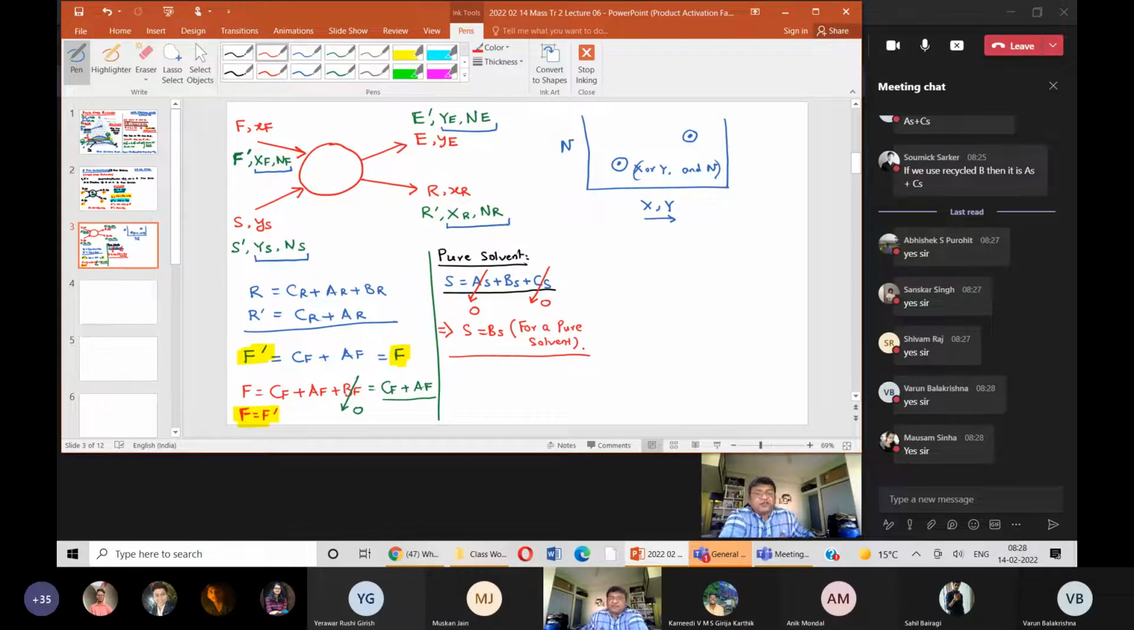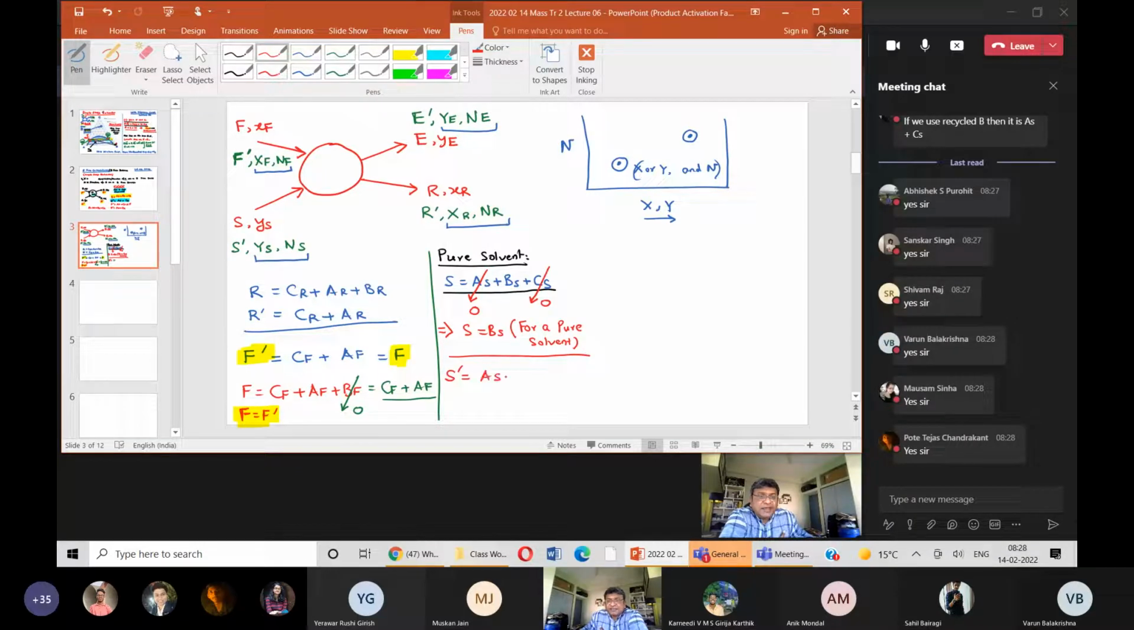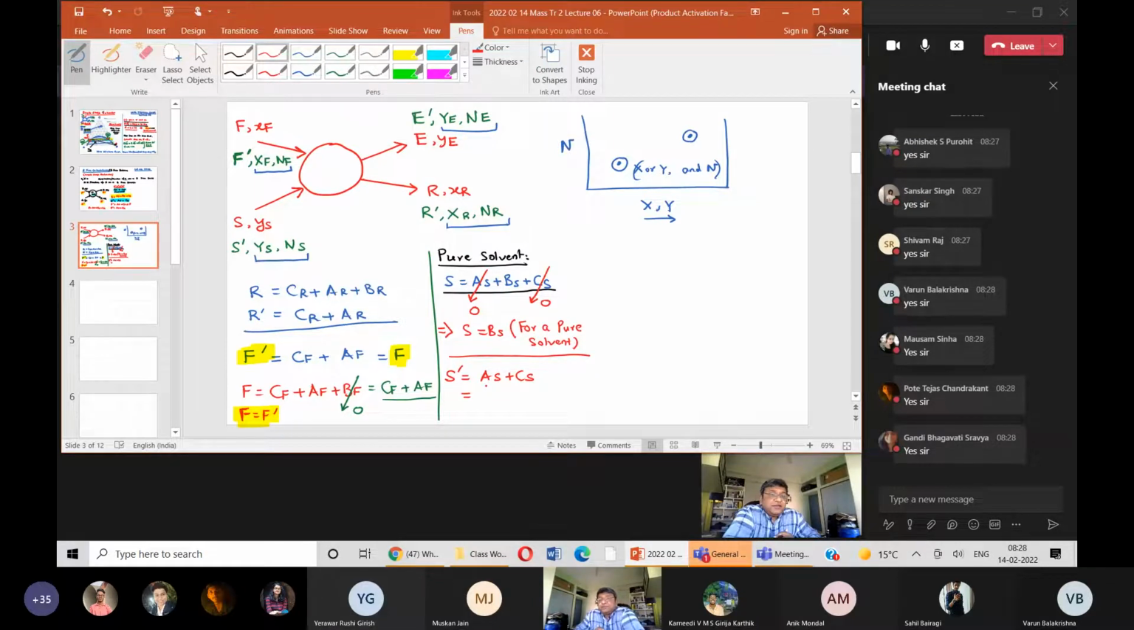S is Bs for pure solvent. So therefore, what is S dash? S dash is As plus Cs. And therefore, what is going to be its value? Adamsi? Mosam? Bhavna? Tejas? What is going to be the value of S dash? Now it is simple. Yes, it's 0.